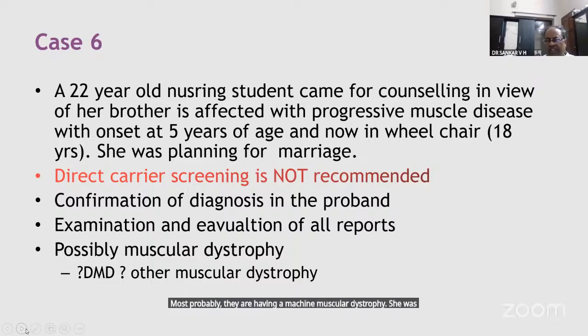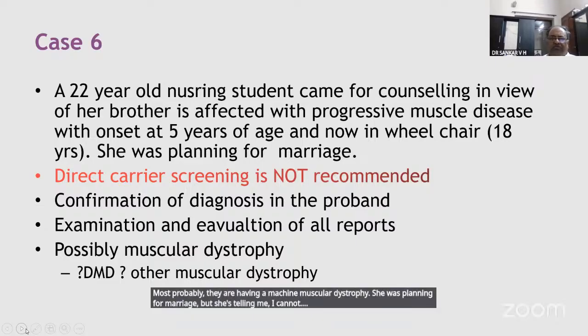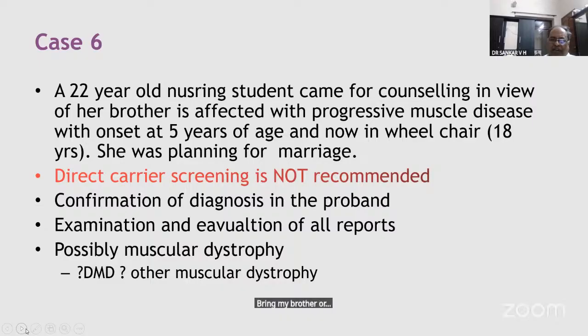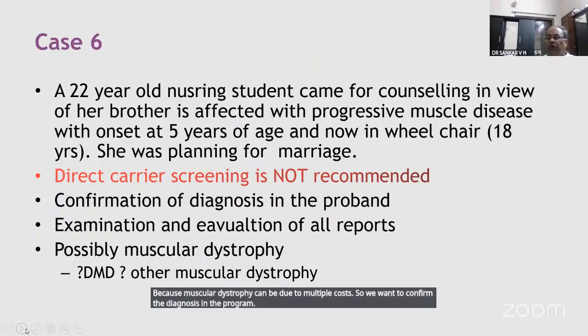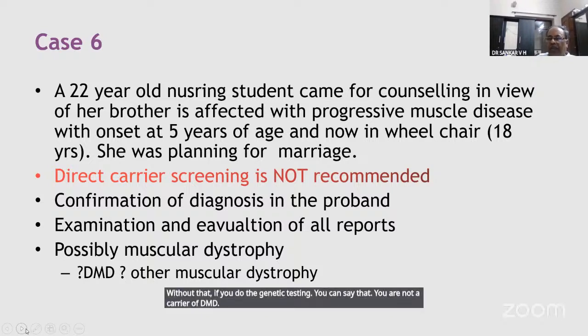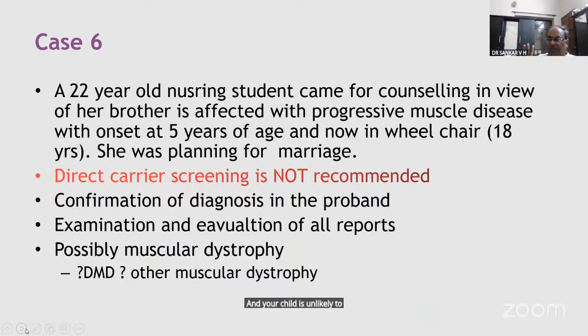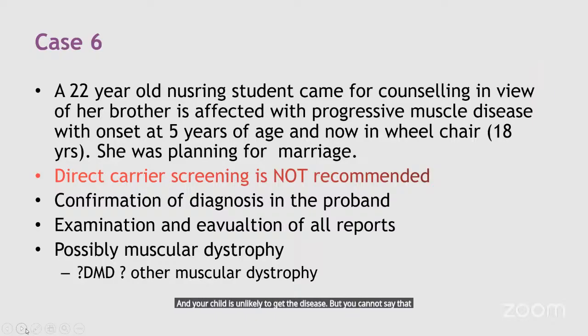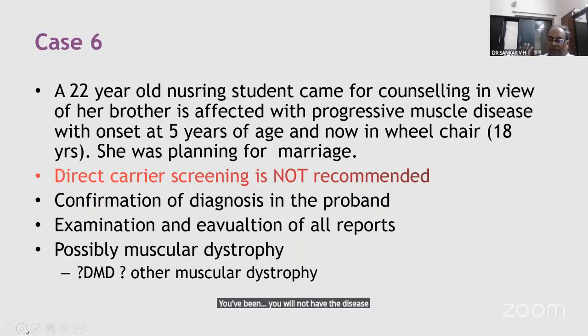She was planning for marriage, but she is telling me, I cannot bring my brother, or can I do direct carrier screening? Direct carrier screening is not recommended, because, as I told you, unlike SMA, muscular dystrophy can be due to multiple causes. So we want to confirm the diagnosis in the proband. Without that, if you do the genetic testing, you can say that you are not a carrier of DMD and your child is unlikely to get the disease. But you cannot say that you will not have the disease of your brother, because we have not confirmed the brother's disease. So confirmation of the diagnosis in the proband is important.